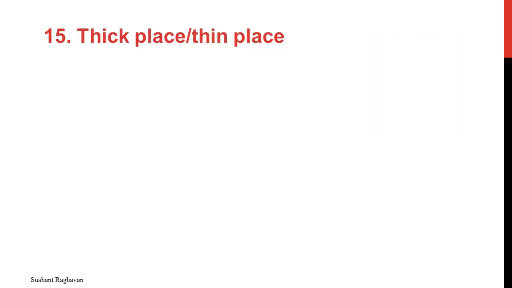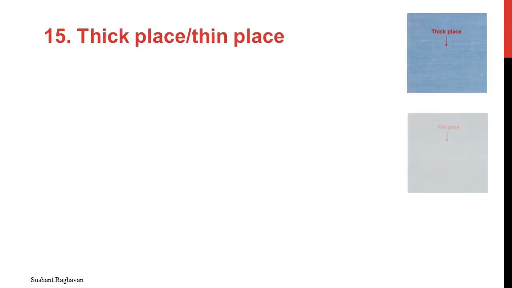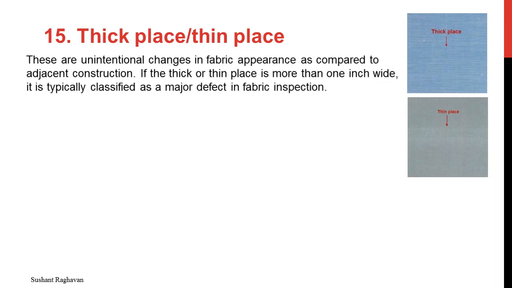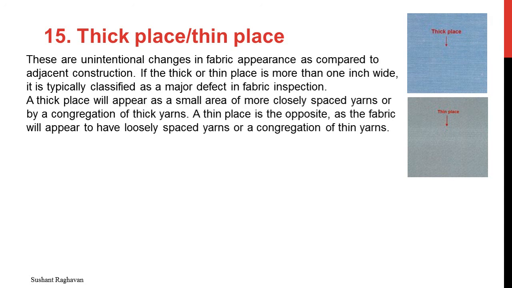and snagging. Thick place, thin place. These are unintentional changes in fabric appearance as compared to adjacent construction. If the thick or thin place is more than 1 inch wide, it is typically classified as a major defect in fabric inspection. A thick place will appear as a small area of more closely spaced yarns or by a congregation of thick yarns. A thin place is the opposite, as the fabric will appear to have loosely spaced yarns or a congregation of thin yarns.